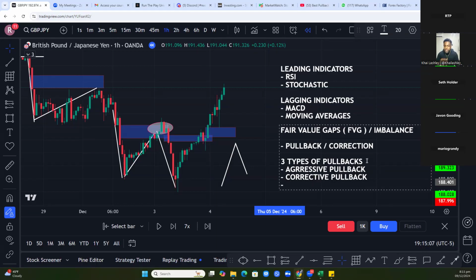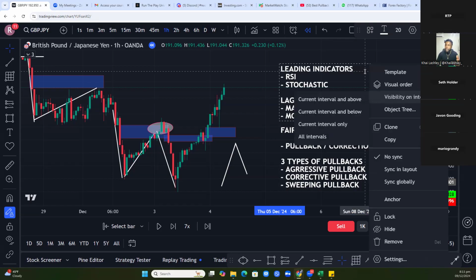And then three, anybody can tell me what's the third one? Anybody know? What's the third type of pullback? Okay, nobody knows. Can't remember right now. Okay, there's the sweeping pullback. So there's the aggressive pullback, the corrective pullback, and the sweeping pullback.